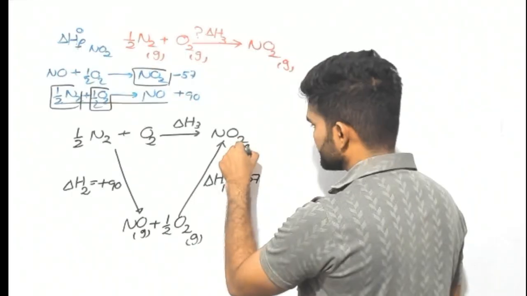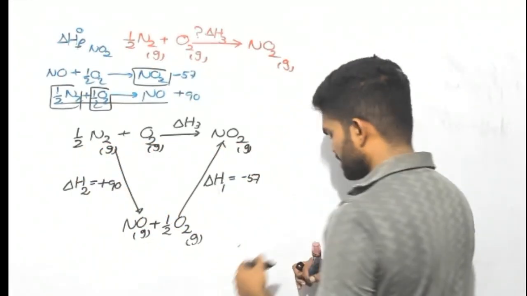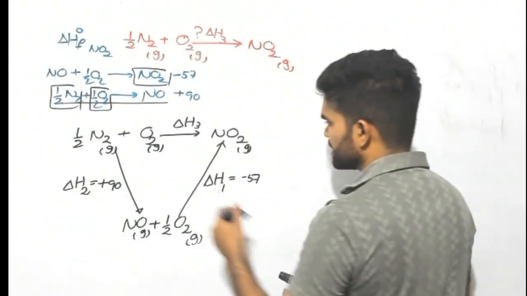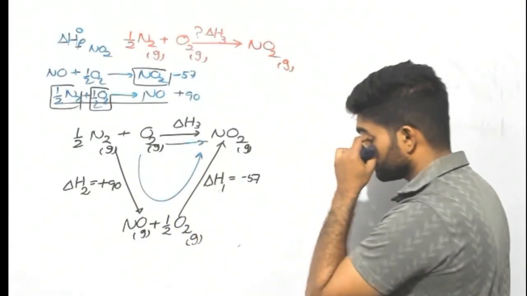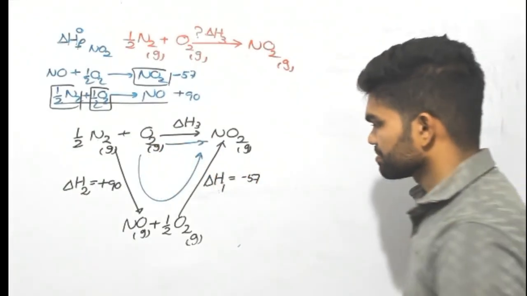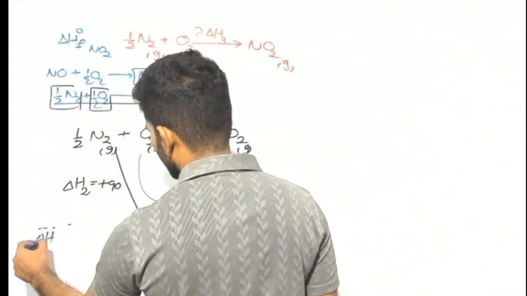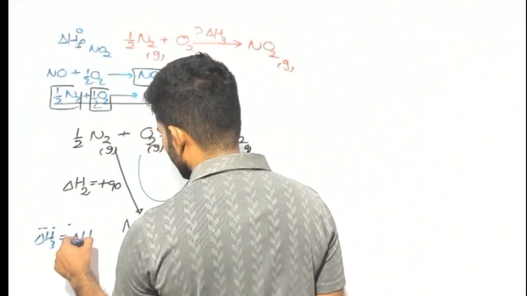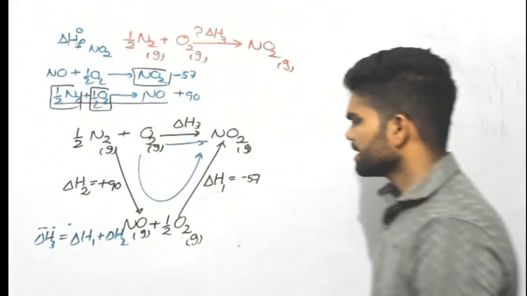So we must mention physical state and we must indicate the relevant enthalpy changes. Then once we are applying Hess's law, what is that? This part is equal to this part. Okay, this is where the arrows are starting and this is where the arrows are finishing. So we can say according to Hess's law, delta H3 is equal to delta H1 plus delta H2. Then substitute the values and get your answer.